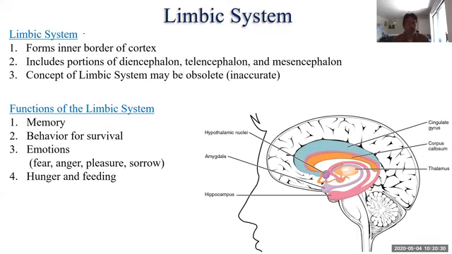So, memory, emotions, and mood. Oh, there it is down there. We don't need to know this part up here. And what we want to see is that it's deep inside the cerebrum, primarily in the telencephalon. And another important thing about the limbic system, it's strongly stimulated by smell.